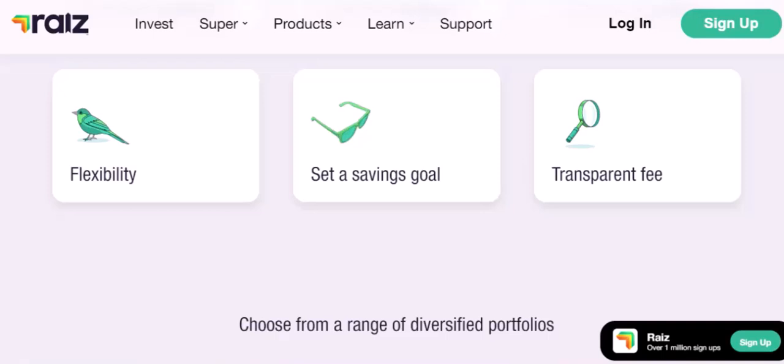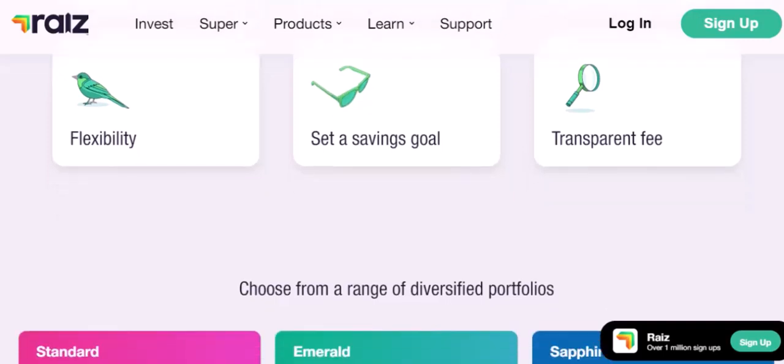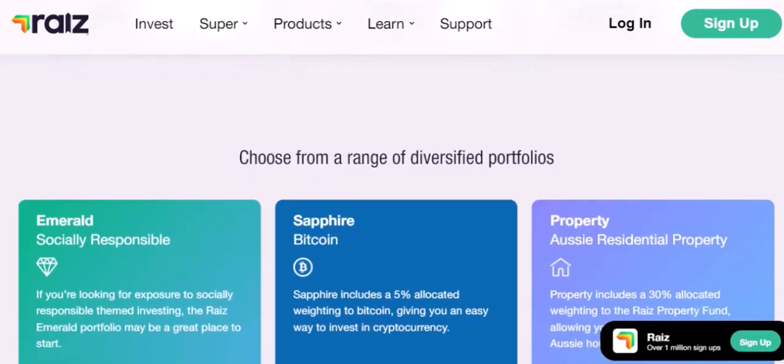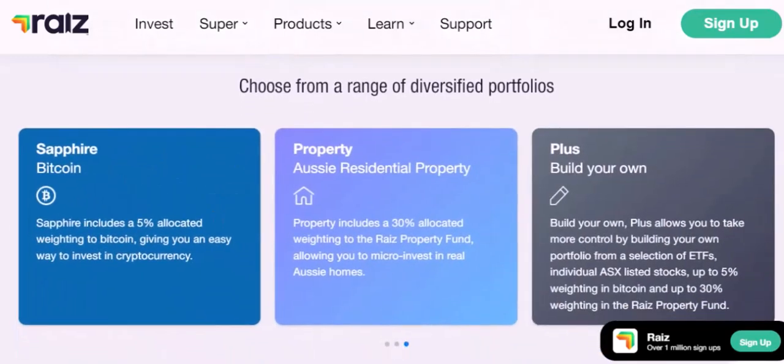So, what do these fees actually cover? Well, as mentioned earlier, they cover the operational costs of the platform. This includes things like brokerage fees for buying and selling the underlying exchange-traded funds, ETFs, that make up your portfolio, platform maintenance, customer support, and the ongoing development of the app and its features.